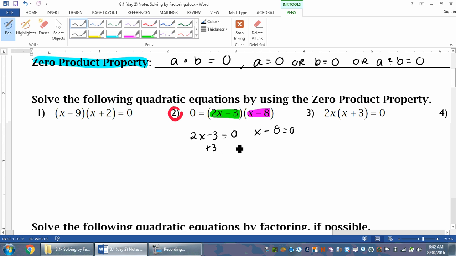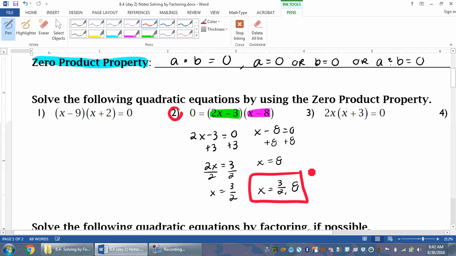My first equation, I'm going to add 3 to both sides. So 2x is equal to 3. Divide by 2. x is equal to 3 over 2. That's my first solution. And for my second solution, I'm going to add 8 to both sides. x is equal to 8. So my solutions are 3 over 2, 8. That would be the answer that you would write on the line. Again, write it from least to greatest.